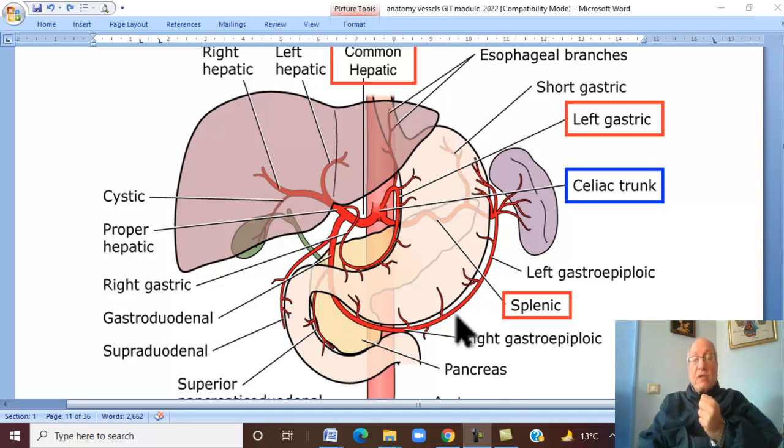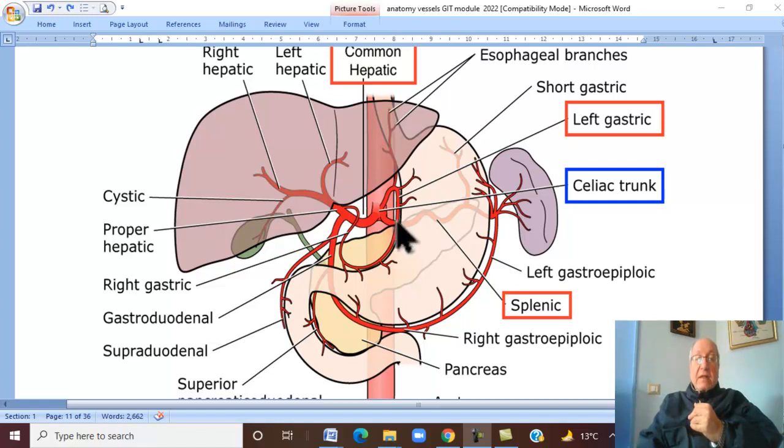Branches passing downward are called epiploic branches to supply the greater omentum. Therefore, this artery is called left gastroepiploic artery. And finally, the splenic artery gives terminal splenic branches to the spleen. These are the branches of splenic artery, which is the largest branch from celiac trunk.